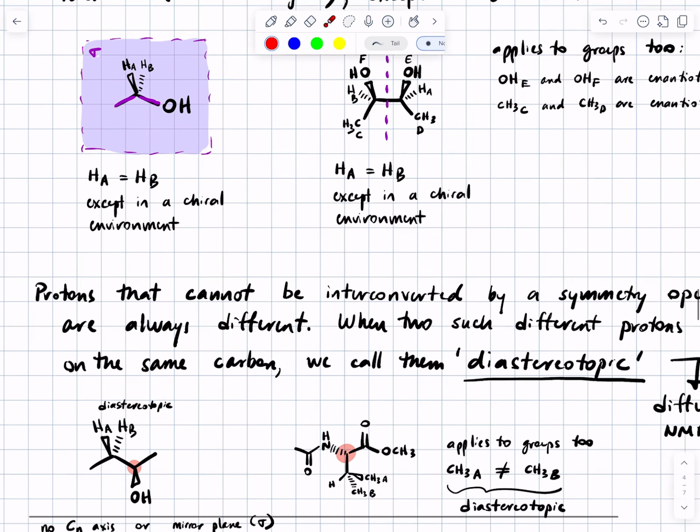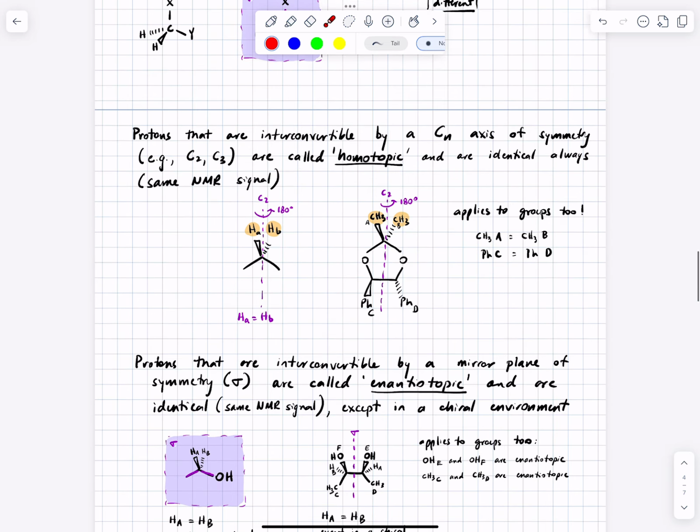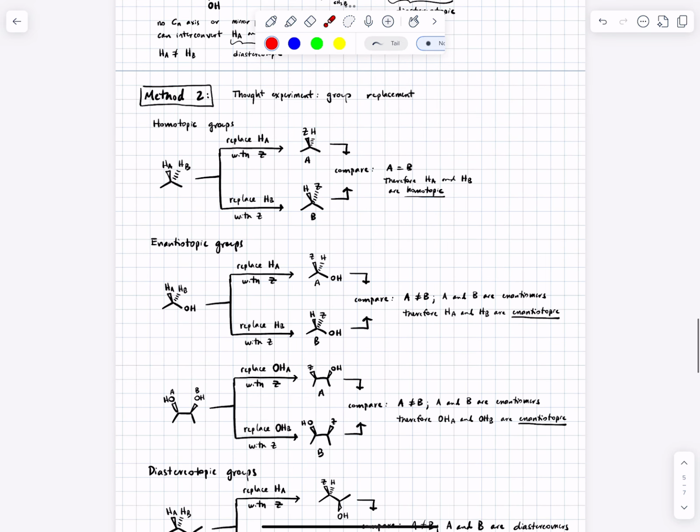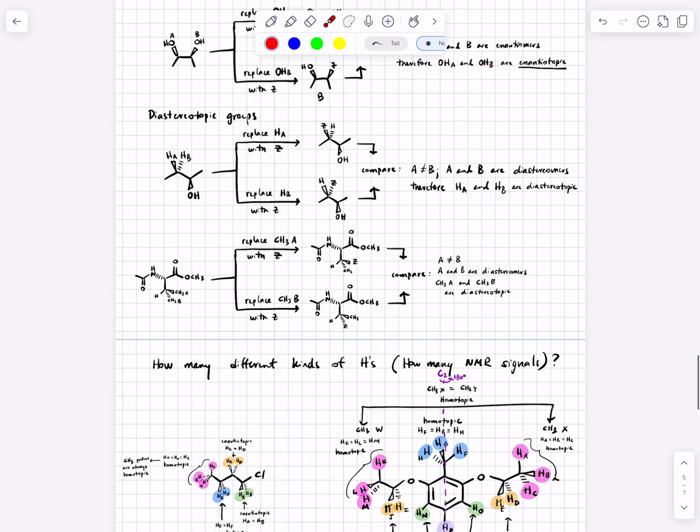Okay, if you want to dig more into enantiotopic, diastereotopic, and homotopic, look at the notes. There is method 2 for doing it. This works, but I've generally found that it is confusing to students. So if it helps you, you can look at it.